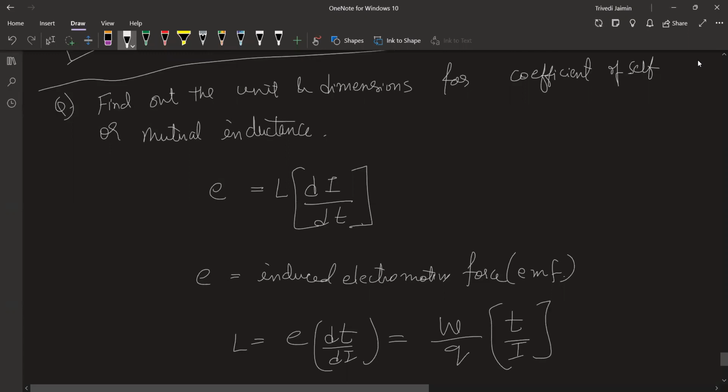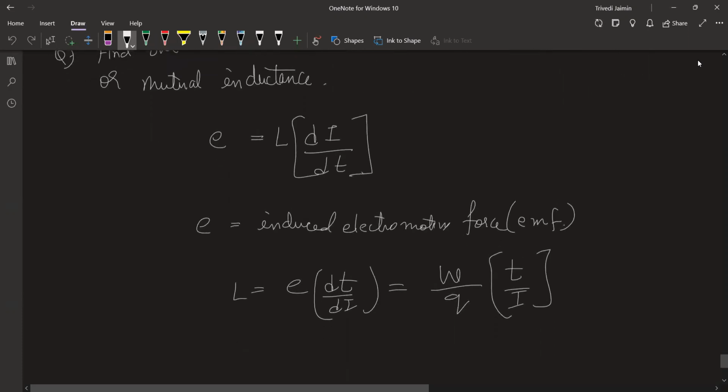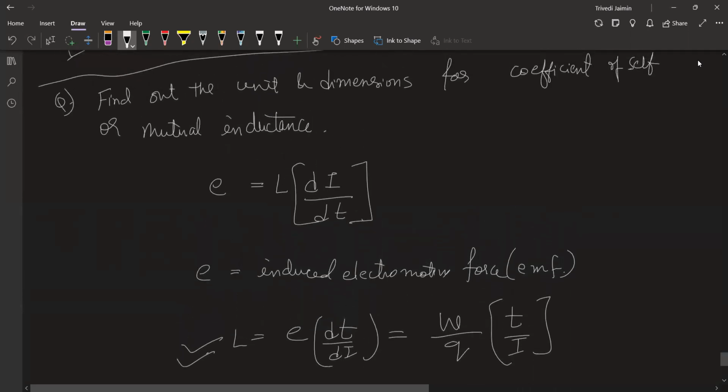After this, I cannot give you more. This much only I can give you. W is work done, Q is charge, T is time, I is current. Okay, I'll not give you more than this. Make a note of this homework. Yes, homework. I already did half of this one.